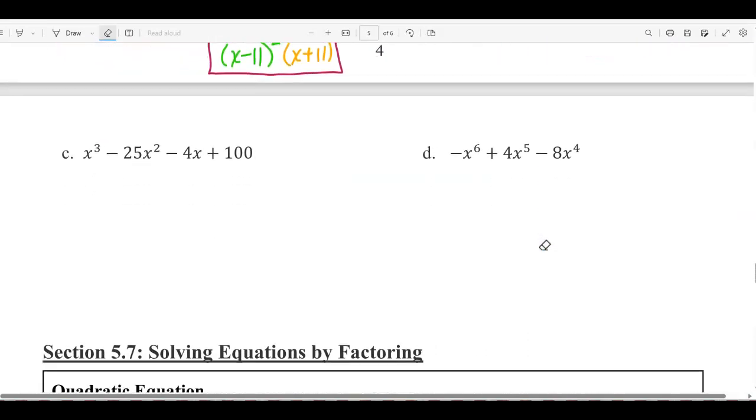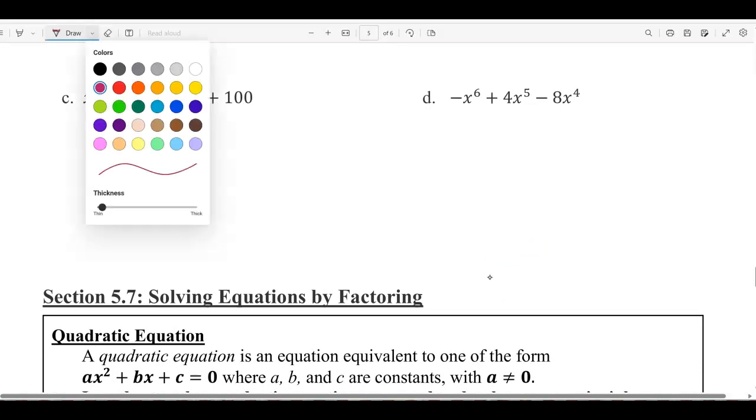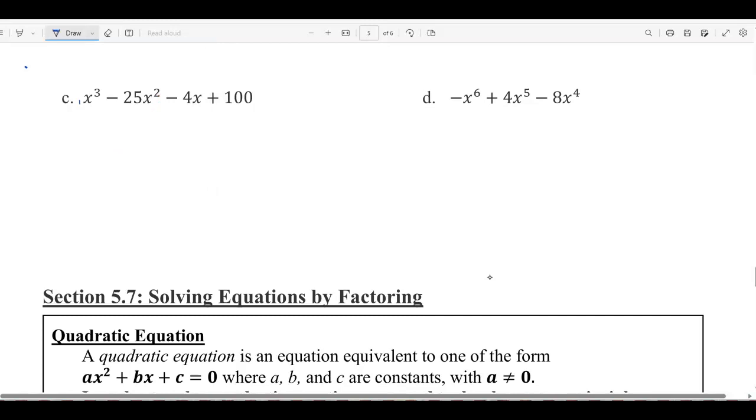Let's look at two more problems. Always looking for a GCF first. I look at these four terms. I do not have a GCF. Since it is four terms, my first approach is going to be grouping. I'm going to group the first two and the last two. I can factor out an x squared. I get x minus 25. Last two, I can factor out a negative 4, and I get x minus 25. This is what I was looking for.